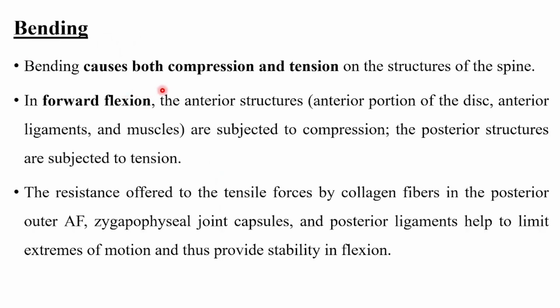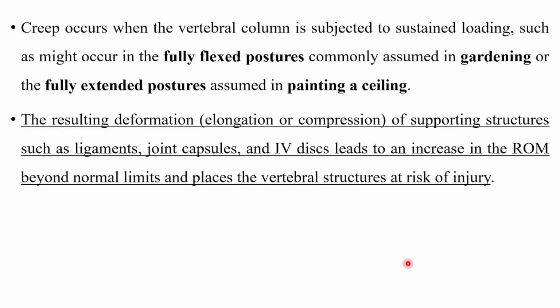Bending causes both compression and tension on the structures of the spine. In forward flexion, the anterior structures, that is the anterior portion of the disc, anterior ligaments and the anterior muscles, are subjected to compression, and the posterior structures are subjected to tension or stretching. The resistance offered to the tensile forces by collagen fibers in the posterior outer annulus fibrosus, apophyseal joint capsules, and the posterior ligaments helps to limit the extremes of motion and provides stability in flexion.